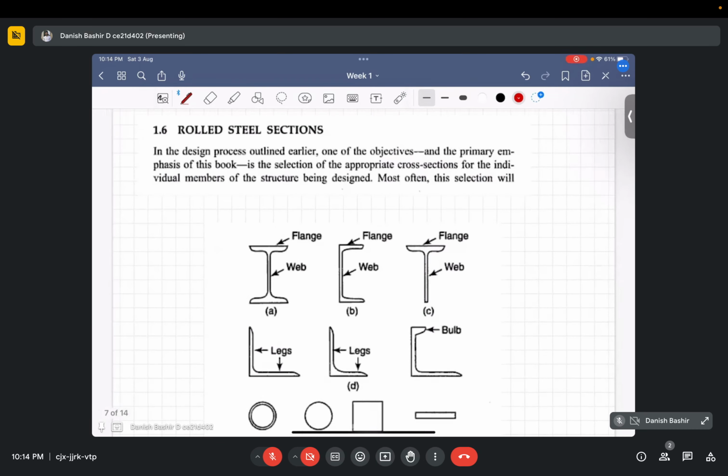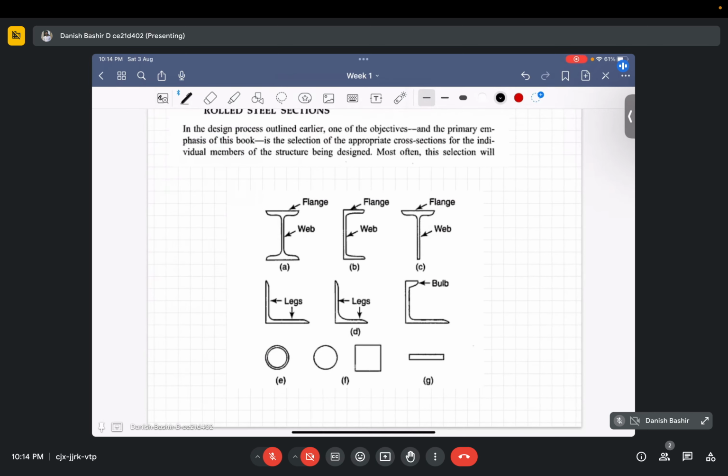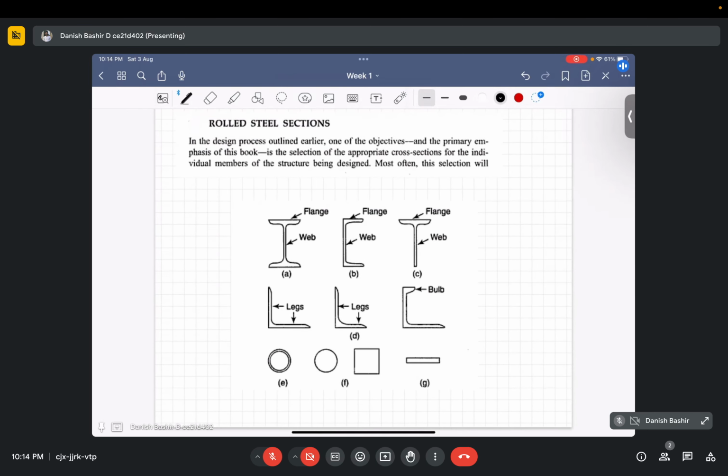Then we have rolled steel sections. In the design process outlined earlier, one of the objectives and the primary emphasis is the selection of the appropriate cross sections for the individual members of the structure being designed. So mostly these rolled steel sections are available in the market. We take these steel sections and then design our member as per the specific requirements.